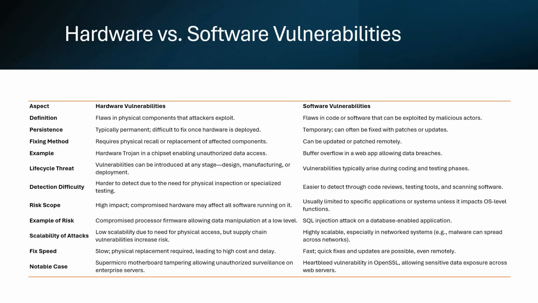Lifecycle threat, how is it connected to it? Vulnerabilities can be introduced at any stage when it comes to hardware: the design, manufacturing, or deployment. Vulnerabilities typically arise during the coding and testing phases when it comes to software. So hardware vulnerabilities can occur at any stage, whereas software vulnerabilities are specifically during the coding and testing phases.